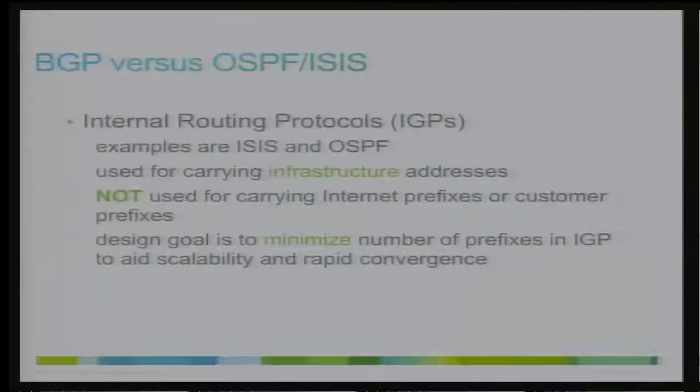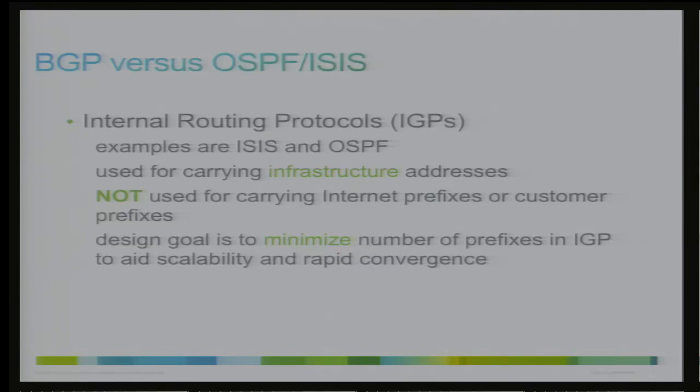IGP is used for carrying infrastructure addresses, and only infrastructure addresses. The infrastructure addresses include interface IP addresses or loopback IP addresses. In some cases, some service providers do not even advertise interface IP addresses; they just advertise loopback IP addresses. But in most cases, it's used to advertise both interface IP addresses and loopback IP addresses.